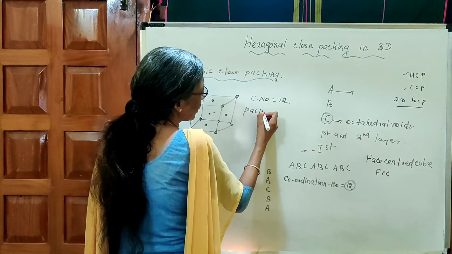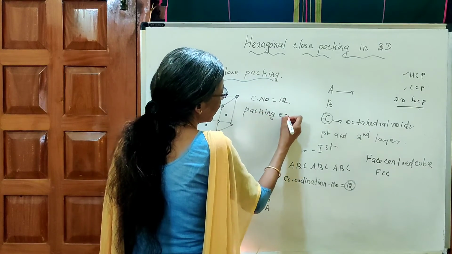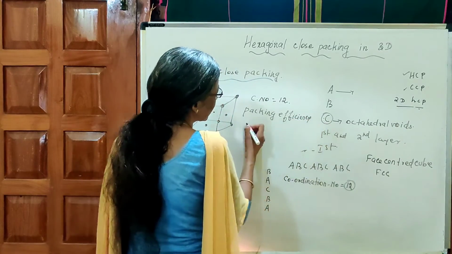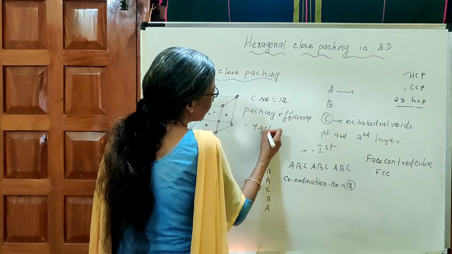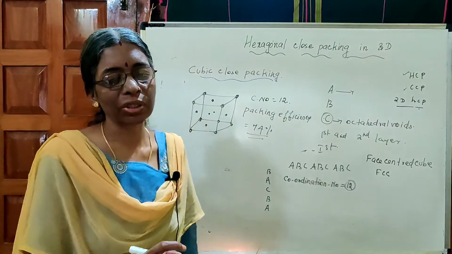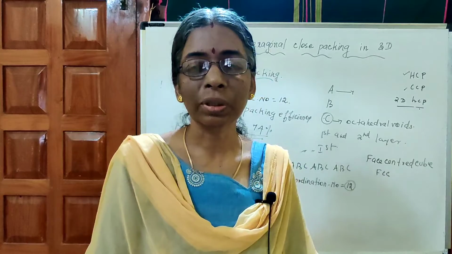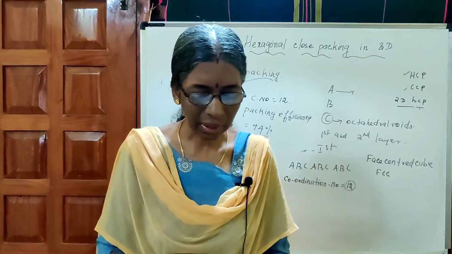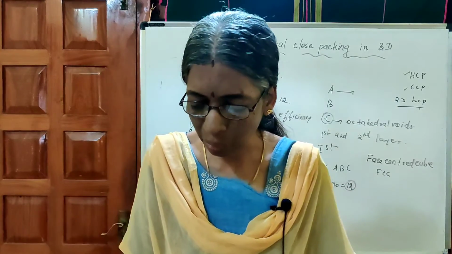Packing efficiency is equal to 74%. We have just seen this; how to calculate packing efficiency in different cubes or unit cells we'll study later. Okay, so this is three-dimensional close packing over.